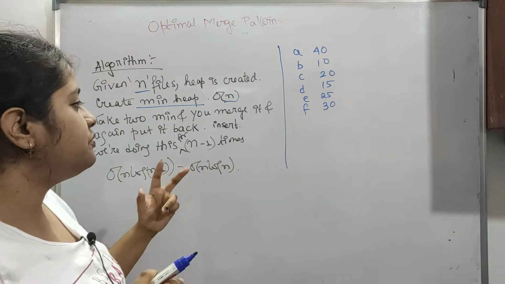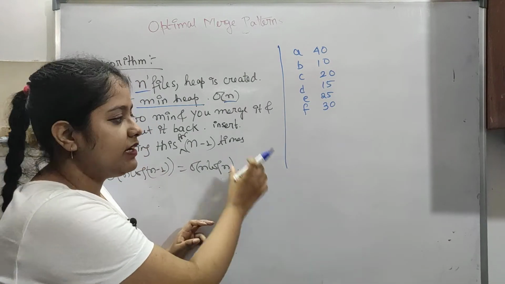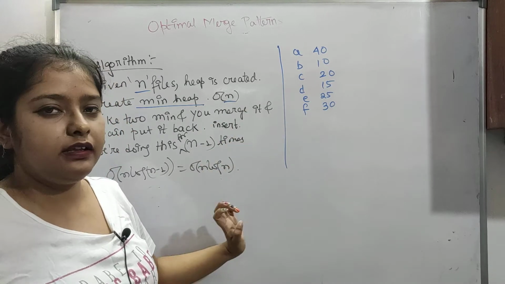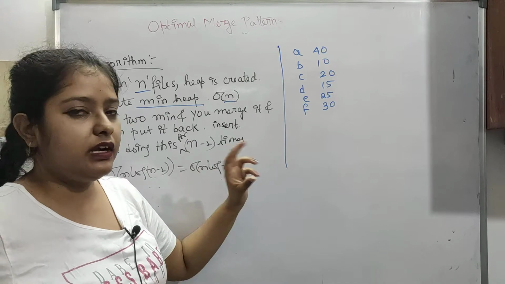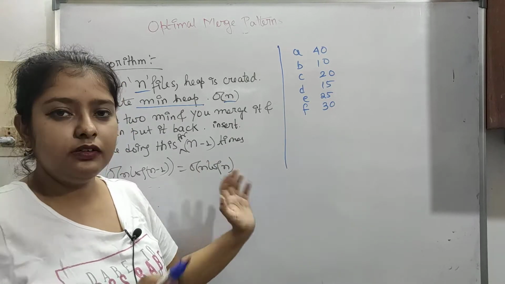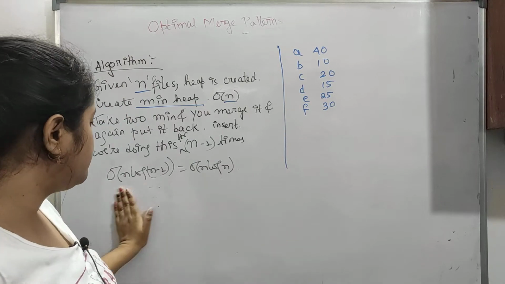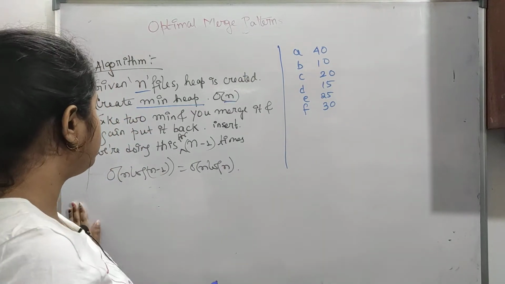So after creating the min heap, the two minimum elements will be taken, then added, and again put back in the min heap. Then again from that we have to take the two minimum. I don't know if you are understanding, but we have already done this. So let's take the example and do this.